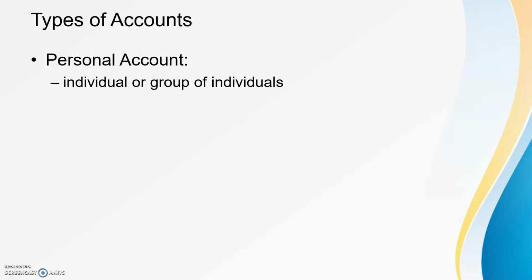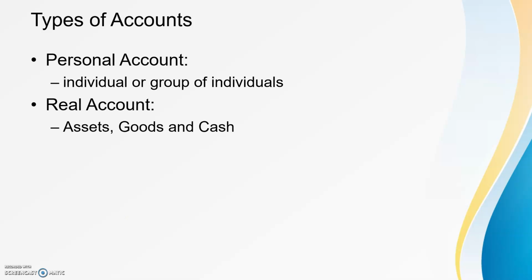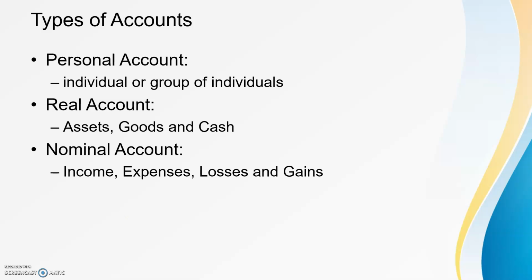Number 1, personal account. It consists of individuals or groups of individuals. Example, Mr. Karthik, an individual account; Canara Bank, an institution account; Gopal and Shyam, a partnership firm, etc. Number 2, real account. These are accounts relating to property or assets and cash belonging to a business concern. Examples are land and building, cash in hand, purchases, goodwill, etc. Number 3, nominal account. These are accounts relating to income, expenses, losses and gains of the business concern. Example, salary account is an expense, discount allowed is a loss, discount received is an income.